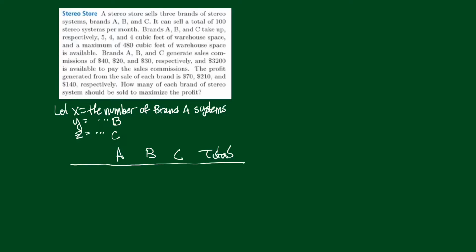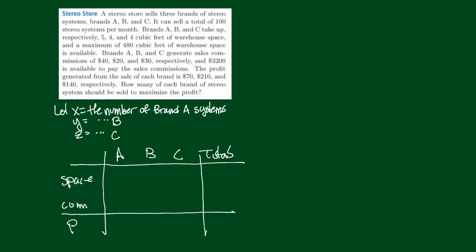So these are my categories, right? That's what my variables are, the categories, and we have these types of systems. Now over here I'm going to put the characteristics of each category. So what do we have for characteristics? Well, they take up a certain amount of space, and they generate certain commissions. So maybe we could have space over here, and commissions here, and then they all generate some profit. Now I like to separate that profit function and separate the totals.